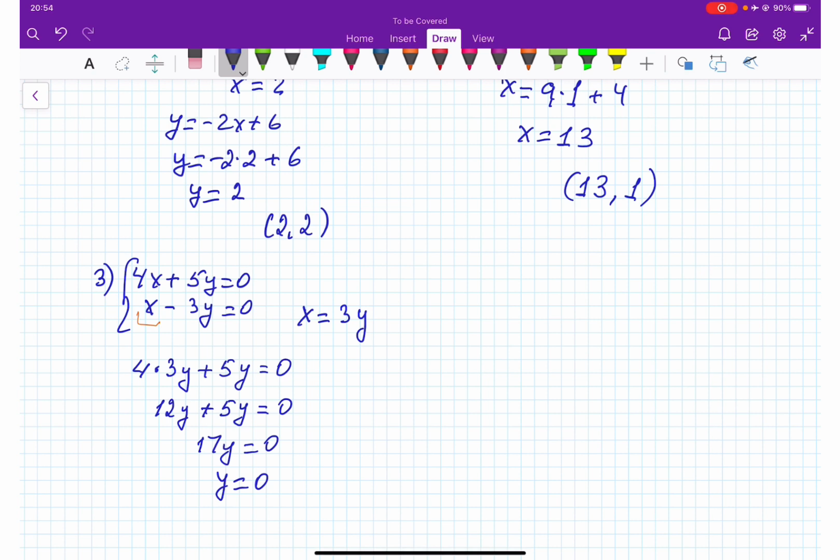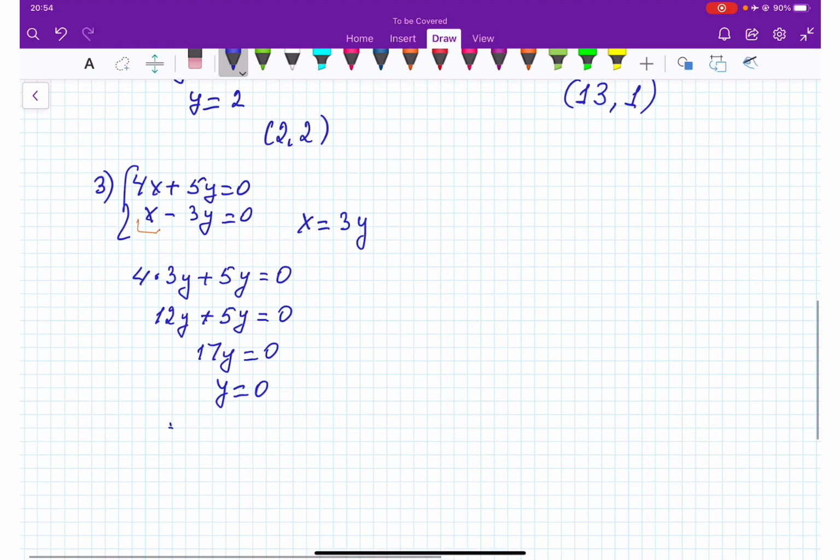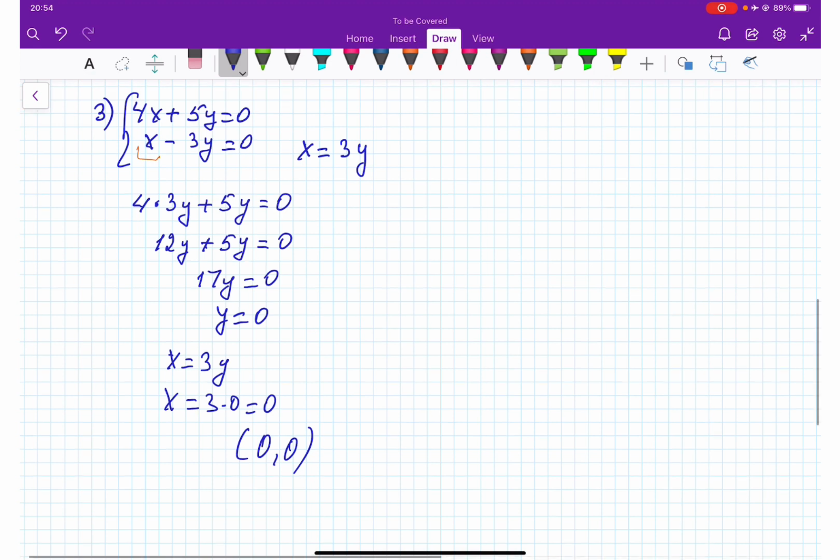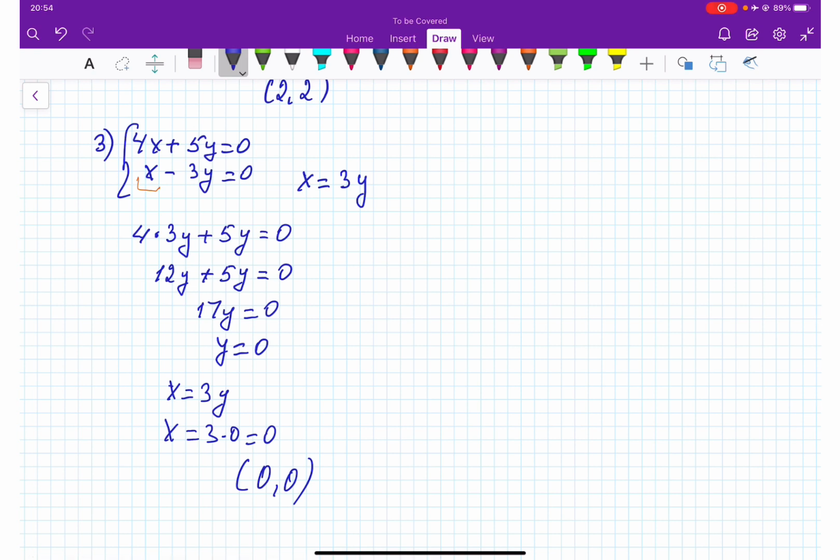Now let's find x. x is equal to 3y, so let's plug in there. x is equal to 3y. From here, x is equal to 3 times 0, which is equal to 0. So the value of x is 0, y is 0, and this is going to be our answer. Next one. Problem number 4.